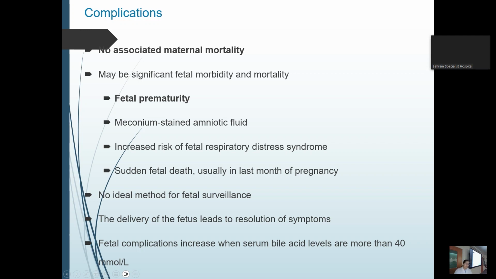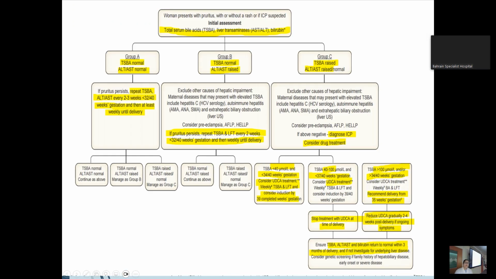There is no ideal method of fetal surveillance for this disease. The delivery of the fetus leads to resolution of the symptoms. Fetal complications increase when the serum bile acids are more than 40. So that is the clinical work-up of ICP.